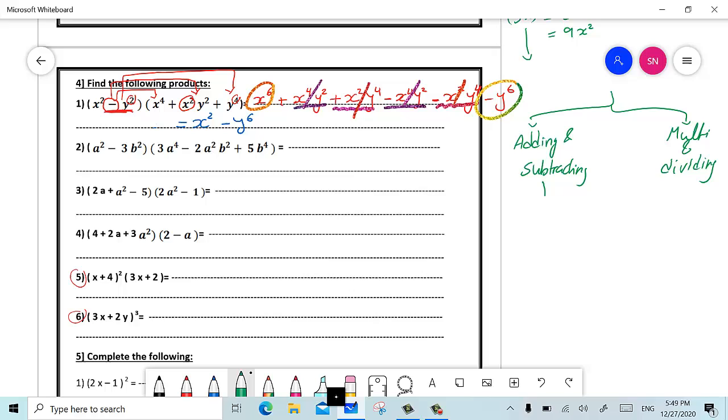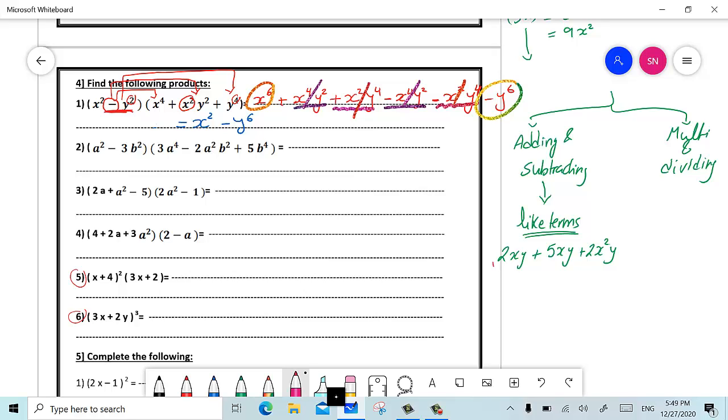So when I am adding and subtracting, I am only doing this for like terms. So for example, if I have 2xy plus 5xy plus 2x squared y, all I should do here to add the like terms is look for which terms have the same variable with the same power.